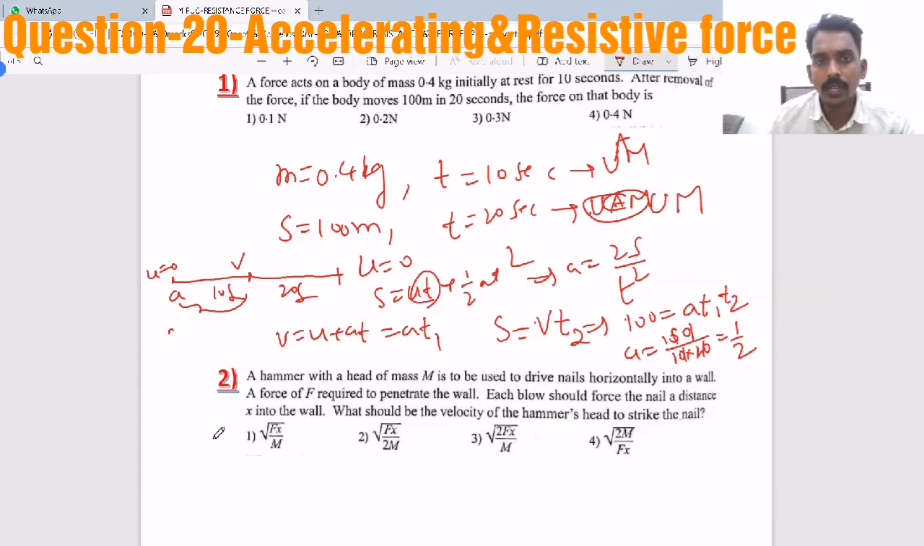Now, with that velocity, it covered 100 meters in 20 seconds. That is uniform motion. So you have to apply the equation of motion for the first 10 seconds, and you have to apply the uniform motion equation for the next 20 seconds so that you can get the answer. So please don't get confused. Just try to solve it on your own once again.